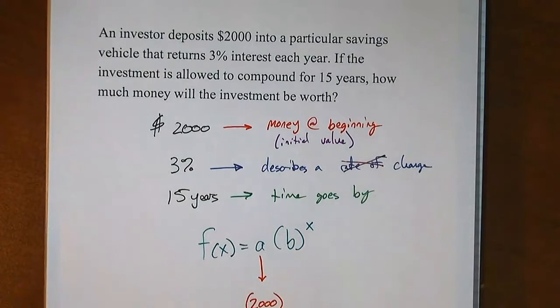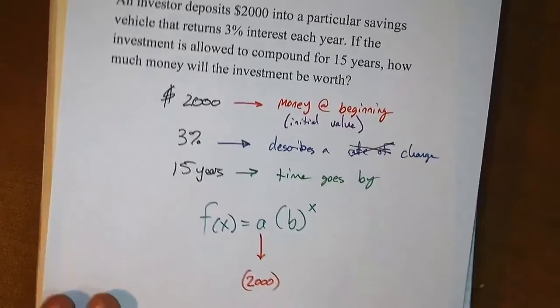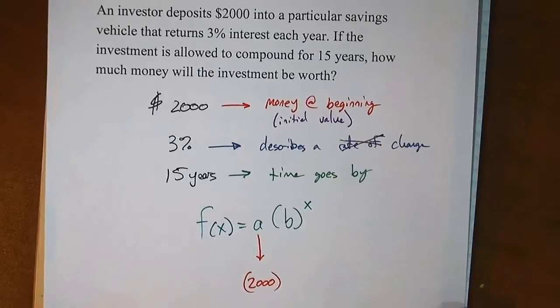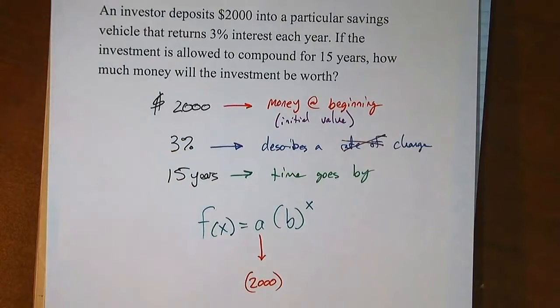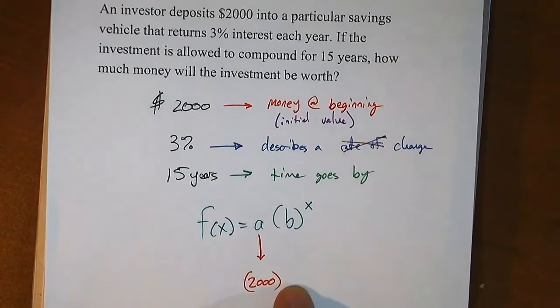Okay. Now B is a little bit tricky. I said that B is going to have something to do with the way things are changing. So obviously that means it's going to have something to do with the 3%. But let's think about this for a second before you just jump and put in a 3 right here, because that would not be the right thing to do. We don't want to just put a 3 in for B.